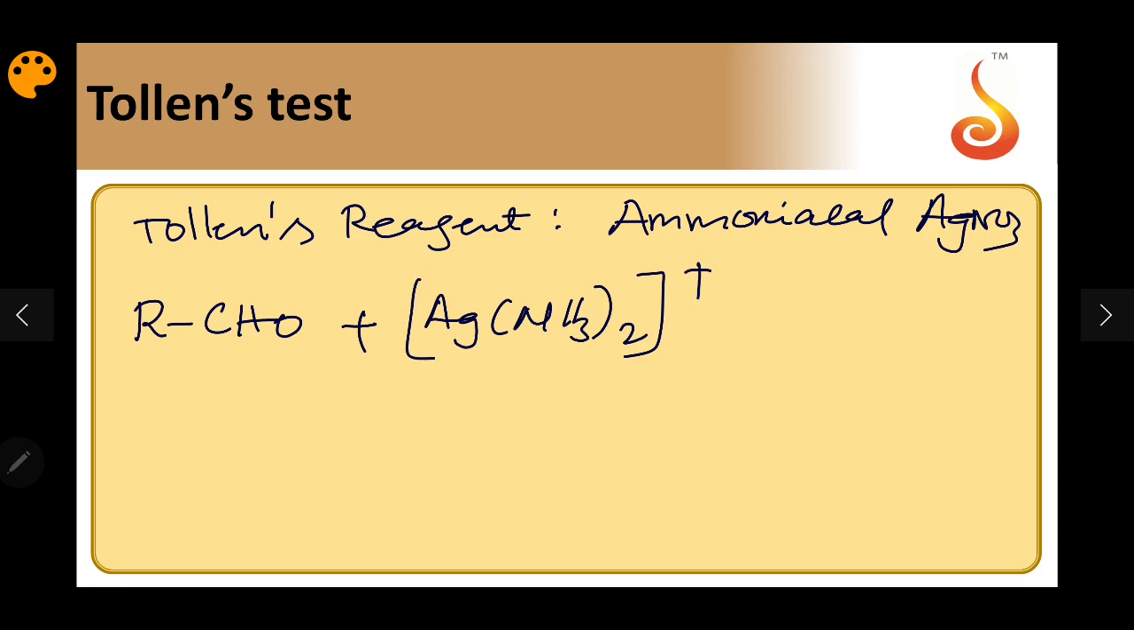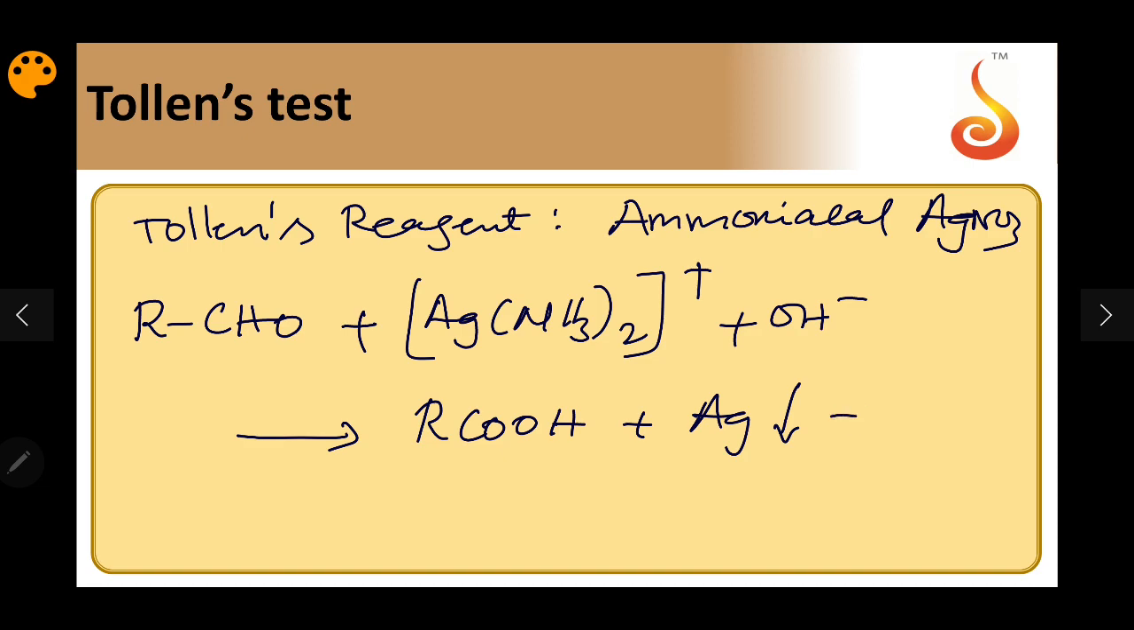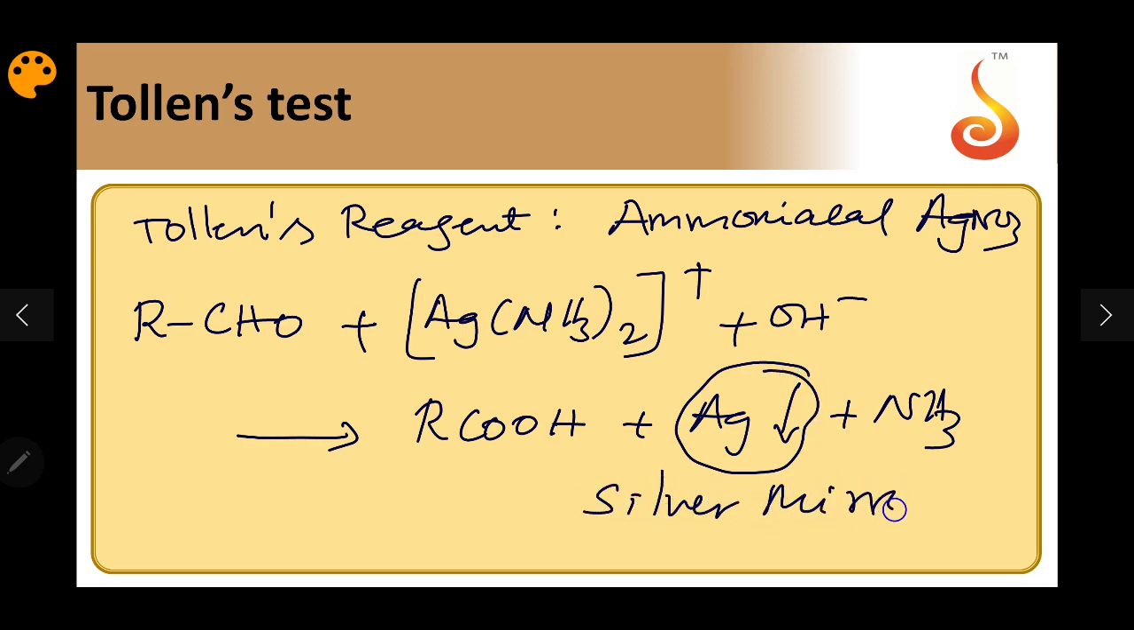The reaction usually takes place in basic medium. It forms RCOOH, Ag is precipitated, and ammonia is expelled. The formation of silver appears in the form of a bright silver mirror. All aldehydes can answer this particular reaction.